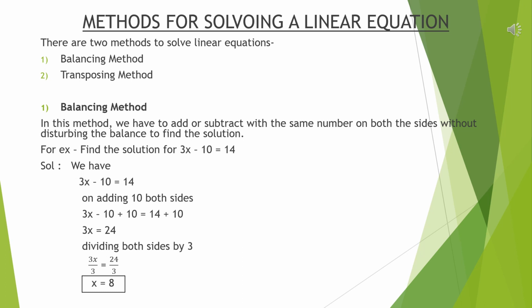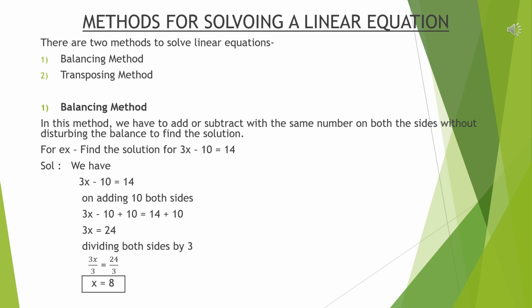That means we cannot take any constant or variable from one side to other. We have to find the value without disturbing it. Now let's understand with this example. Find the solution for 3x minus 10 equals 14. We have 3x minus 10 equals 14. In LHS, we have minus 10.